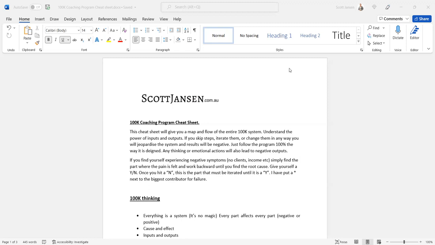Any thinking or emotional actions will also lead to negative outputs. Okay, so you've got to be very aware of those things. So here we go. If you find yourself experiencing negative symptoms like no clients, no income, overwhelmed, can't get things done, lack of time, all of those sorts of things, anything negative, simply find the part where the pain is felt and work backwards until you find the root cause.